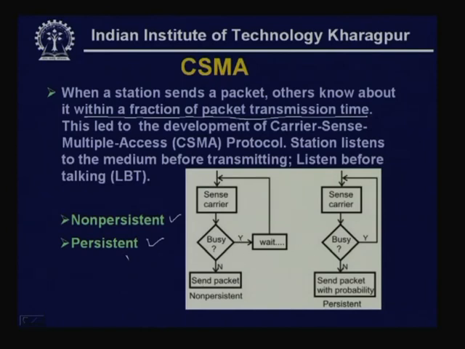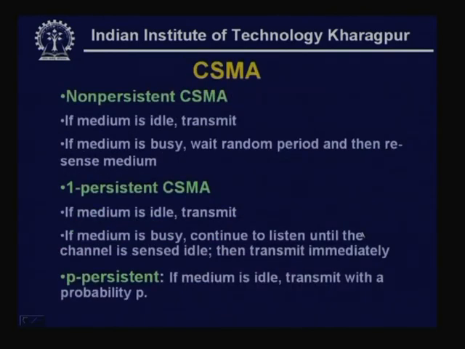On the other hand, in case of persistent protocol, if the medium is busy, it again senses it. It does not wait for a random amount of time, it keeps on sensing, and whenever it is not busy, it sends the packet with some probability. So, these are the two basic variations. Let us see how exactly it happens.